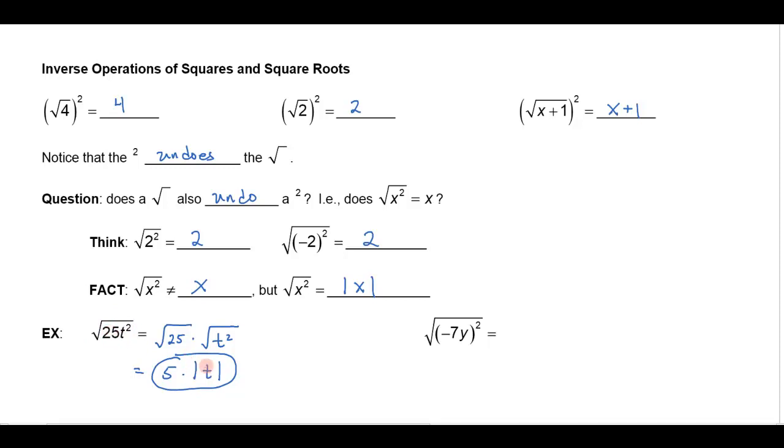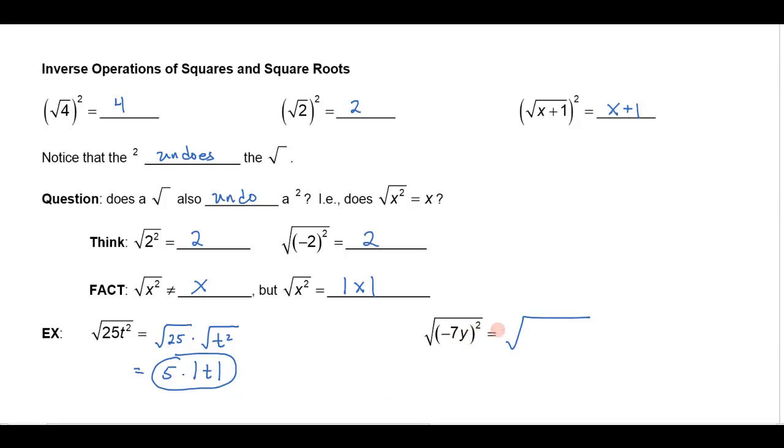But if I put negative 1 here and I'd forgotten those absolute values, I'd have 5 times negative 1, which would be negative 5, and that wouldn't be correct, would it? So I have to put those absolute values. Over here, this next example, that would give me the square root.